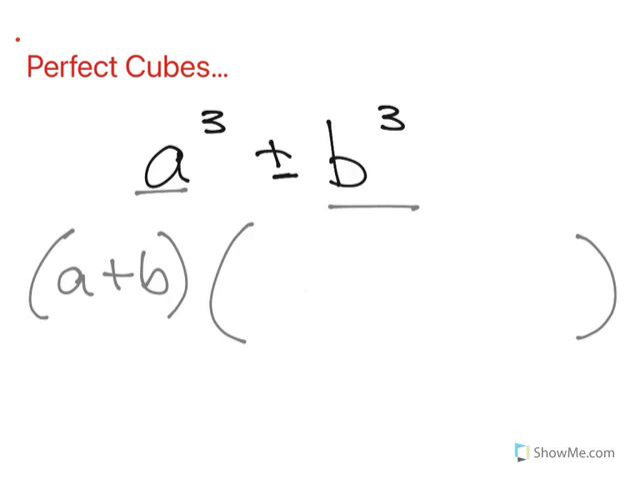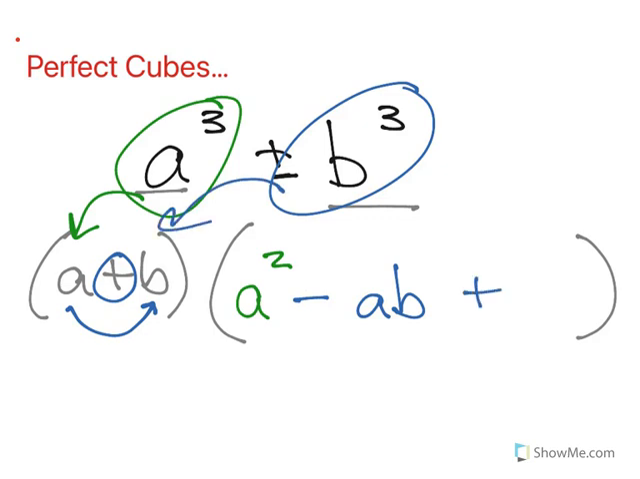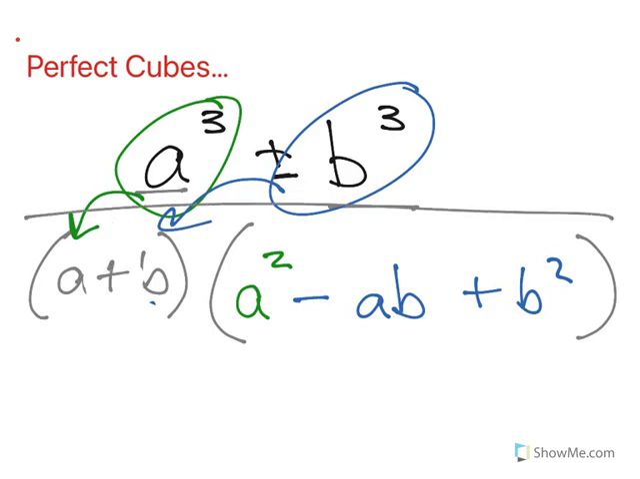Now, the formula says, well, if I have a cubed and I took out an a, that leaves me with a squared. Now, then I take a times b, which is ab, and because this is positive, I do the opposite. And then b cubed, take out a b, I'm left with a positive b squared. So if you wonder what, if we think about this binomial times a trinomial, you can double check that this works.